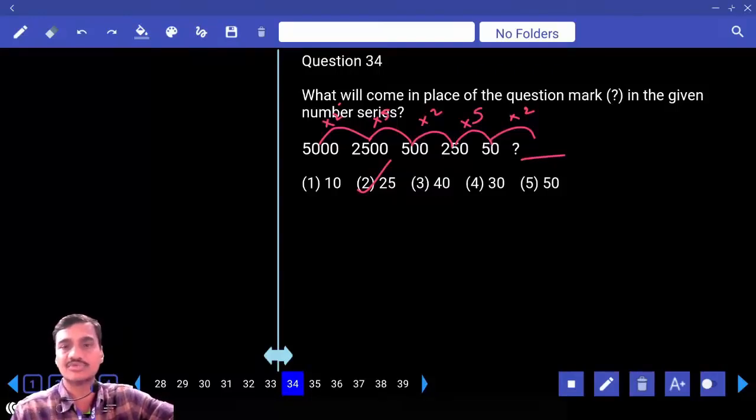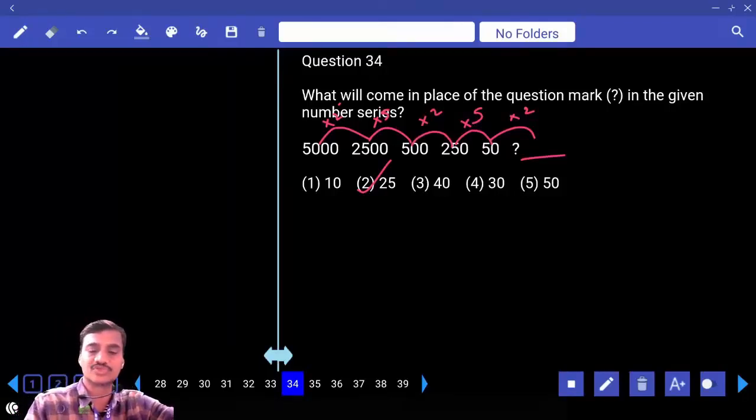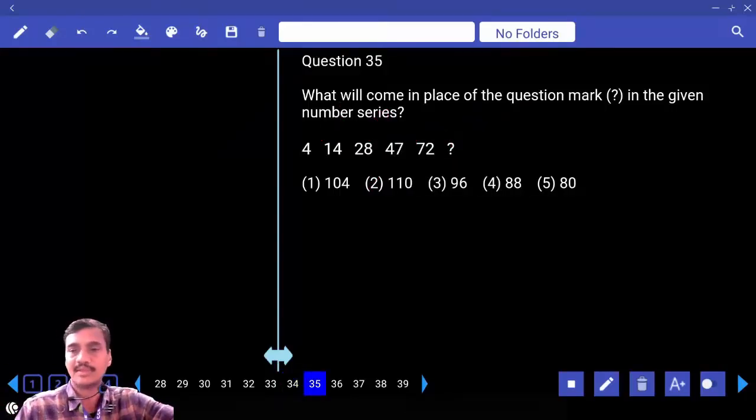In the reverse, the numbers are multiplied with 2, 5, 2, 5 alternately. Or from left hand side to right hand side, divided by 2, divided by 5, divided by 2, divided by 5 and so on. 25, that is choice 2, question number 34. Then 35 numbers. 4, 2 and again the choices are 100 only, isn't it?